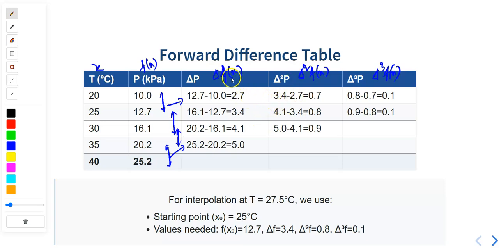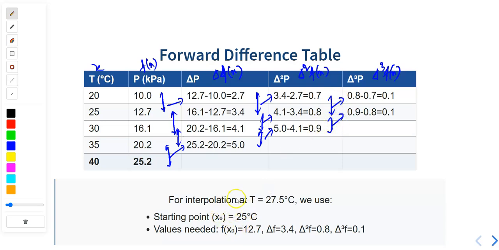Next, from del f x we calculate del square f x. From these two data, 3.4 minus 2.7 gives this value. From 4.1 minus 3.4, we get 0.8. From 5.0 minus 4.1, we get 0.9. Similarly, we get del cube f x from del square f x. If we subtract 0.8 minus 0.7 we get this, and if we subtract 0.9 minus 0.8 we get this.